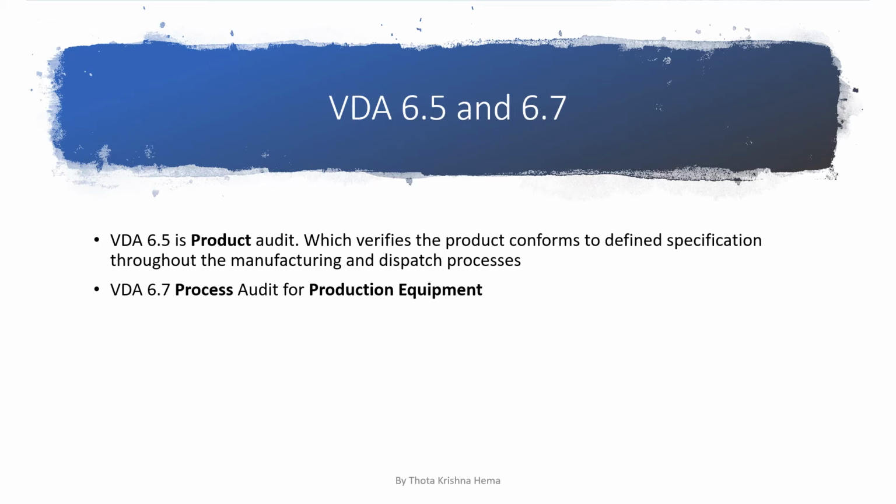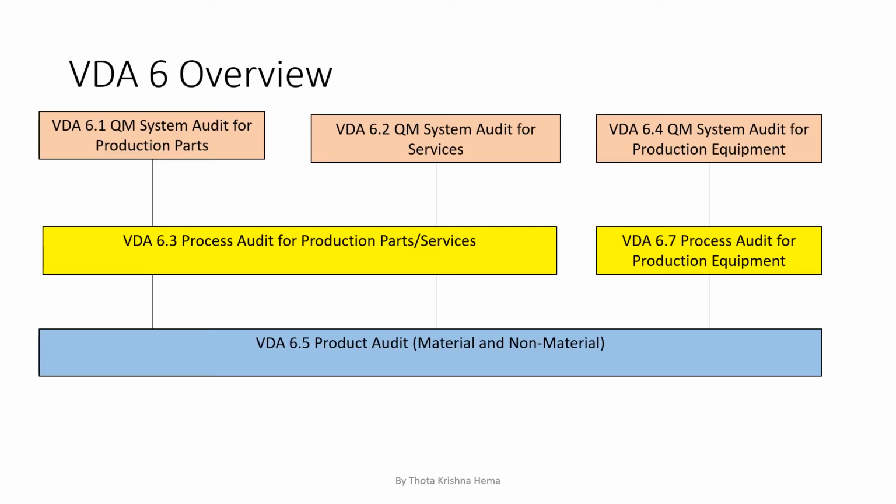We don't have 6.6, remember this. We don't have 6.6 in between, but we have 6.5 and 6.7. VDA 6.5 talks about product audit, which verifies that the product conforms to defined specifications throughout the manufacturing and dispatch process. 6.7 talks about process audit for production equipment. So this is the high level overview of VDA standards.